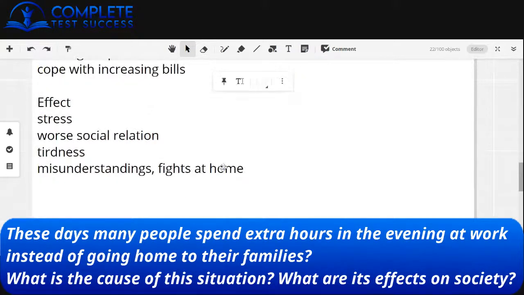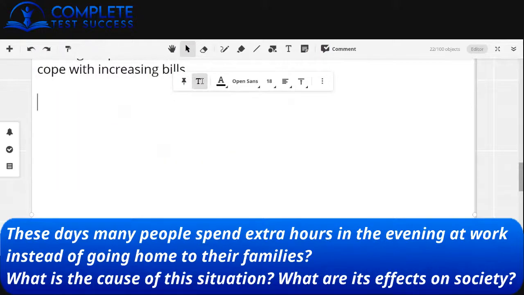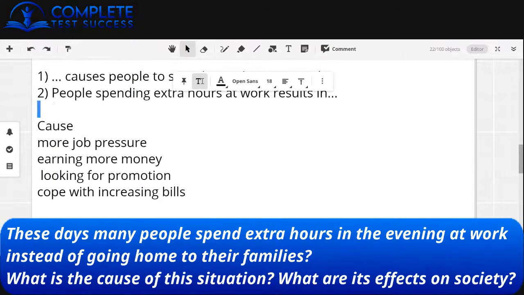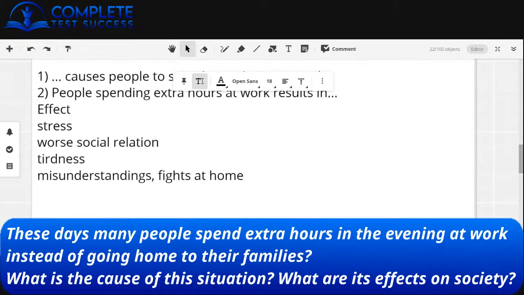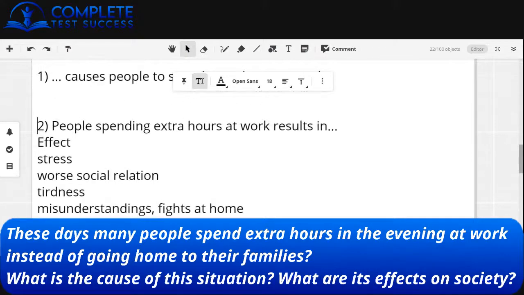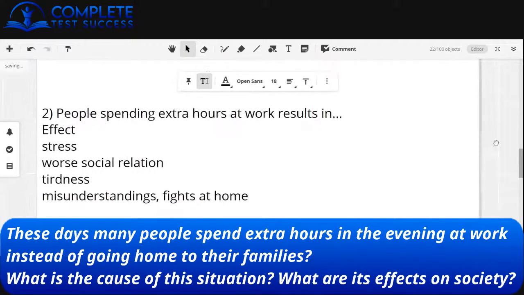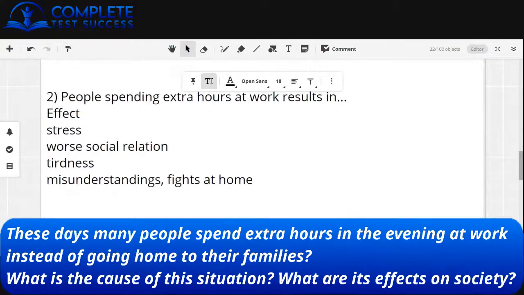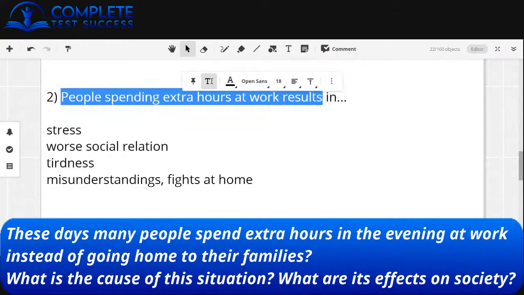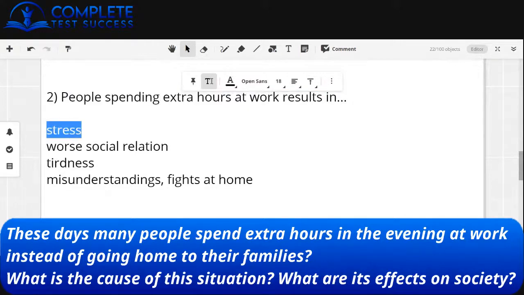And like before, just going to see which of these makes sense. So in the same way we had before, people spending extra hours at work will result in, so this is the concept from the question. People spending extra hours at work will result in stress, will result in worse social relations, will result in tiredness, will result in misunderstandings and fights at home.